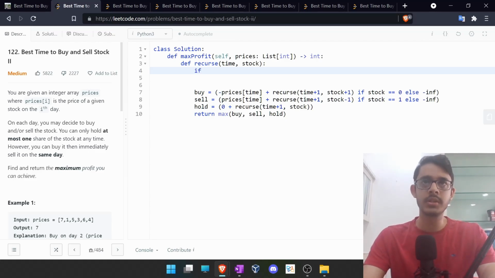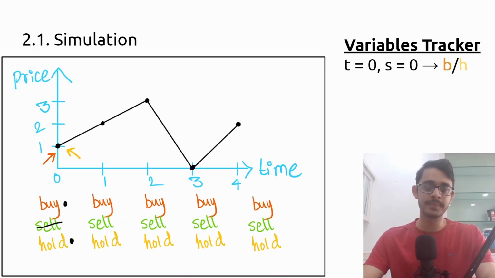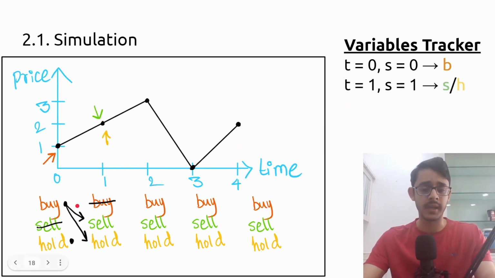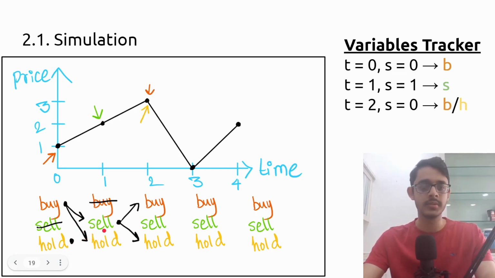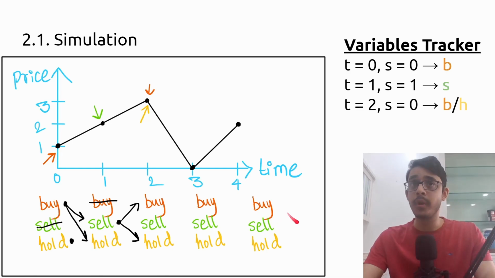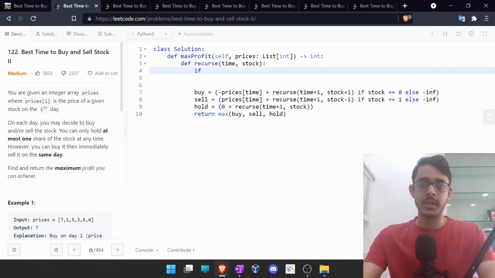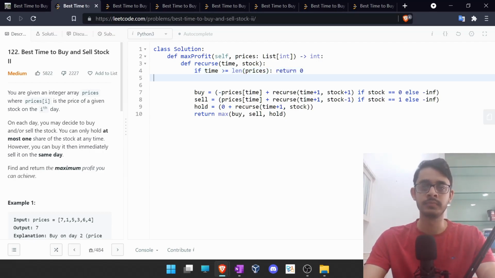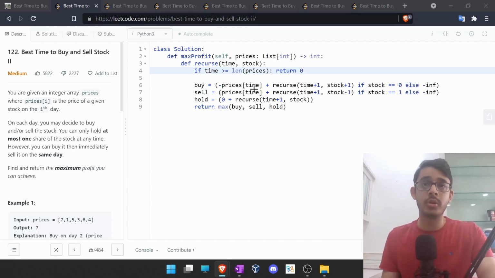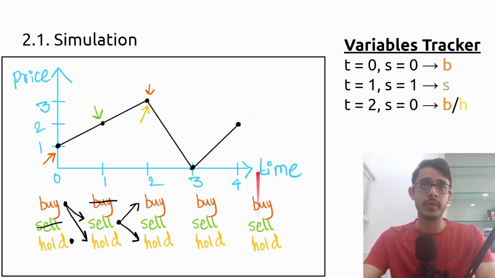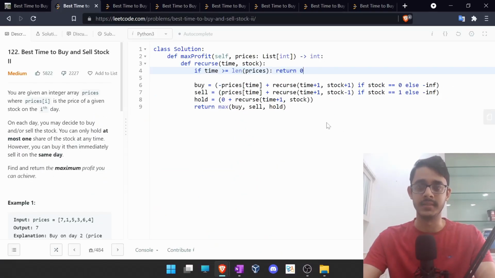What's the base case for this recursion? Let's go back to this. When does this recursion end? You make a decision to buy, fine. Then you make a decision to sell, that's also fine. And then you can keep on going up till the point where the prices of the stock are no longer available. Basically, if the current point of time is greater than or equal to the length of prices, then we can return 0. Because after you've reached the end, you can't make any more profits. So the maximum amount of profit you can make after this point is 0. That is why the base case is 0.